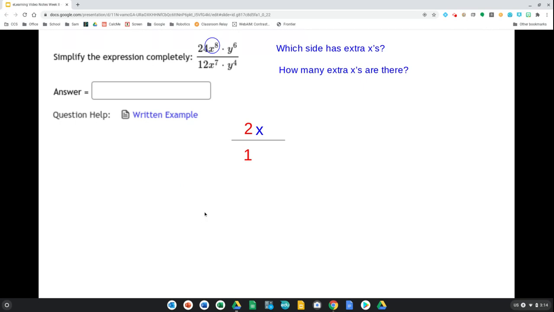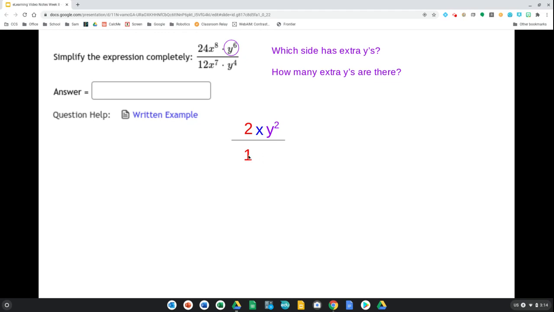Okay, now I want you to look at the y's. When you look at the y's, which side has extra y's? Okay, hopefully you said that the top did, because there's 6 up here and there's only 4 down here. So since there's more on the top, our answer for y is going to be at the top. How many extra y's are there up at the top? Okay, there's 2. You take 6 minus 4, and so in our answer, we would write y to the 2nd up here at the top. And so that would be our answer.